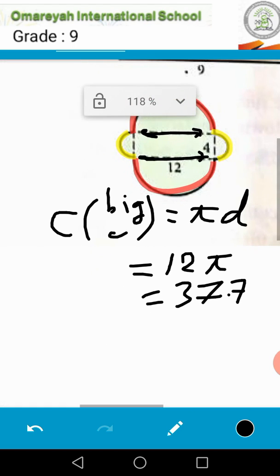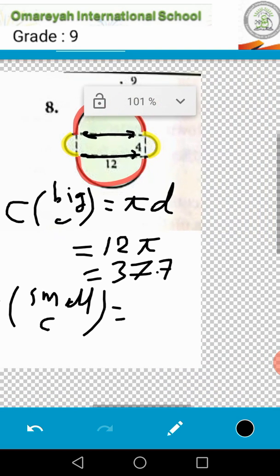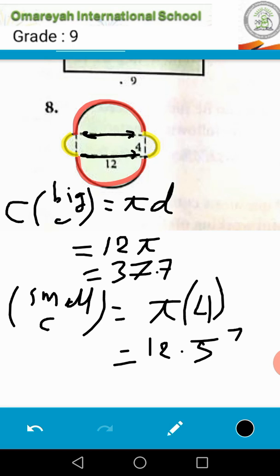Now give me the circumference of the small circle. The circumference for the small circle is pi times d. Now the diameter of the small circle is 4. So 4 pi comes to 12.57.